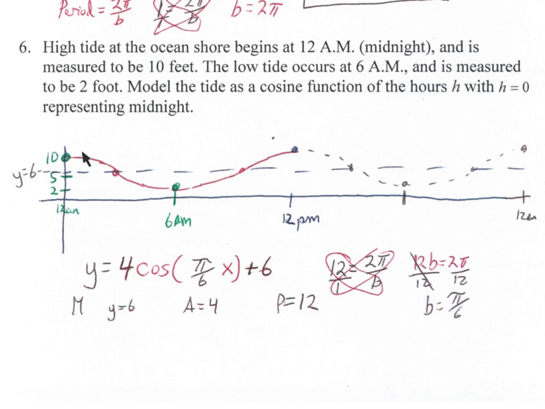So I go from 10 feet to 2 feet in a 6-hour span. Now that's not a whole period. You have to consider that. That's only half of a period. Model the tide as a cosine function. That's important. It's a cosine graph. Hours are h. So h of 0 represents midnight.